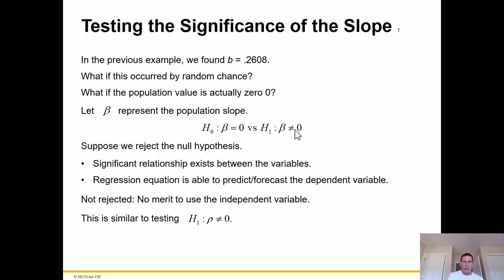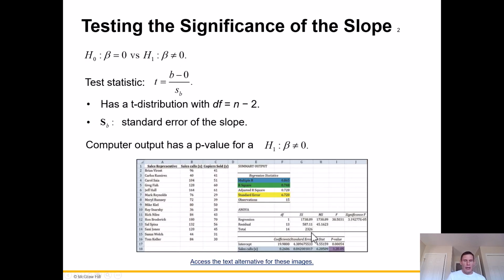So remember H sub 1, what is that? That is the research hypothesis, saying that beta is not the same as 0. As we can see, we have our formula up here. We have our null hypothesis, beta equals 0, versus our research or alternate hypothesis, beta is not equal to 0. We have a test statistic, t, which is b minus 0 over s sub b. We have a t distribution with degrees of freedom equals n minus 2. So again, what is n? n is just the sample size. We're subtracting 2 to make it a little more conservative. And then s sub b is the standard error of the slope.